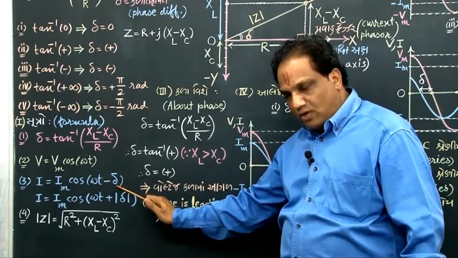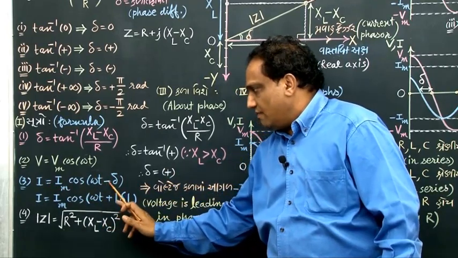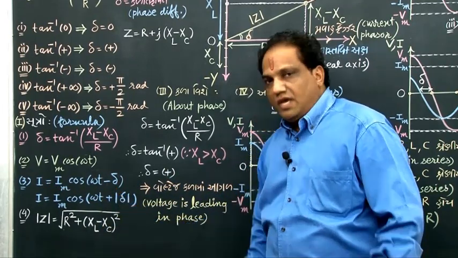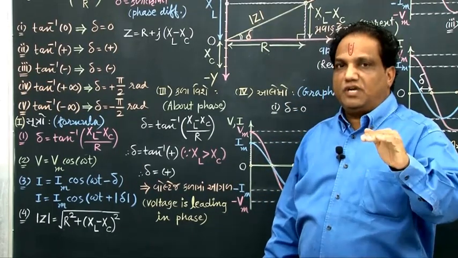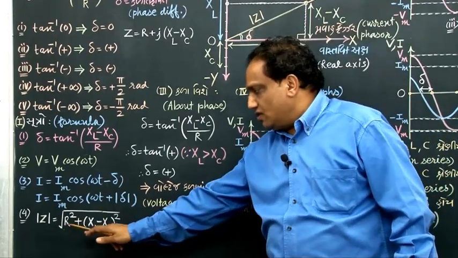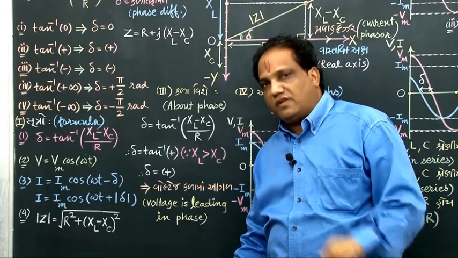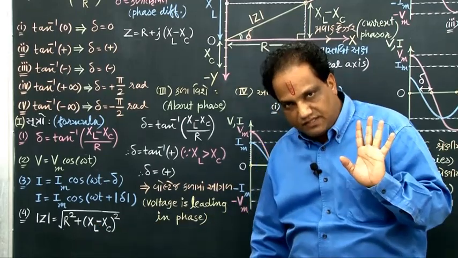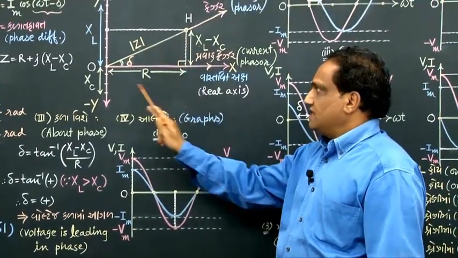When delta is plus pi by 2, this current formula will be I equals Im cos of omega t minus pi by 2. In short, when delta is plus pi by 2, delta is positive, voltage is leading ahead in phase. And when resistance is not there, you can put R equal to 0, under root of (XL minus XC) whole square will give you XL minus XC, correct? Fine.